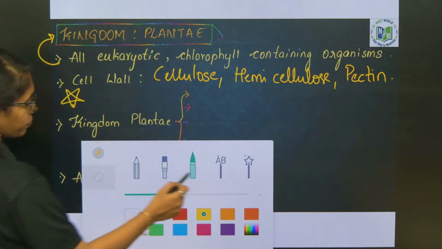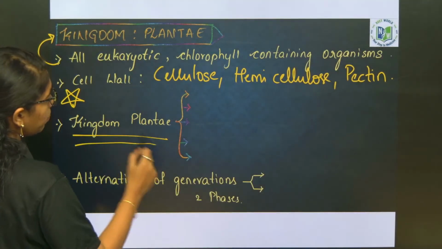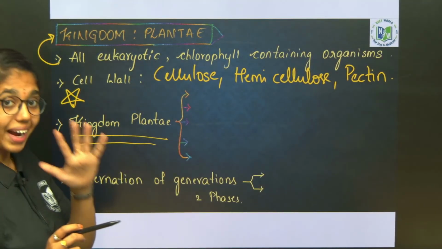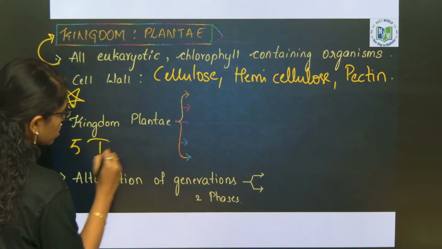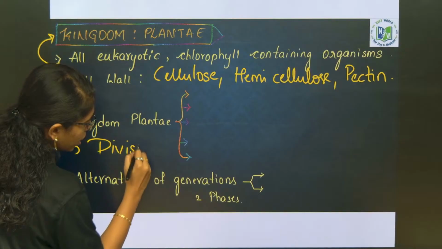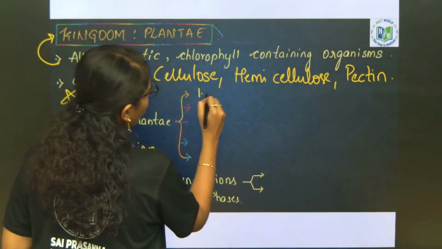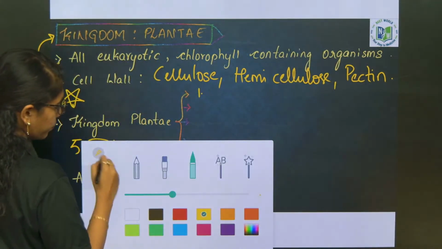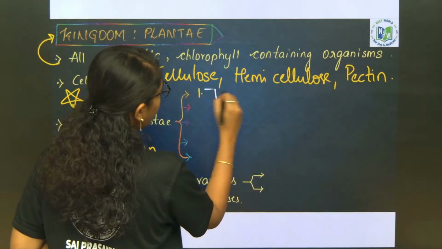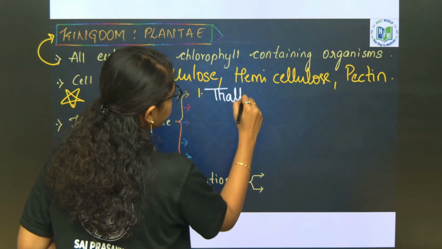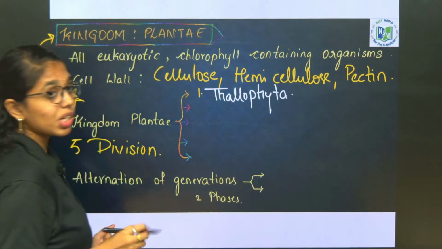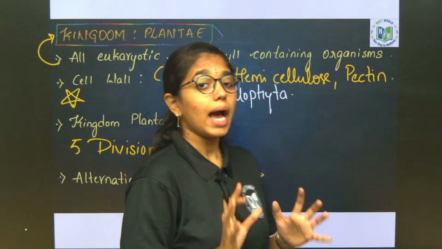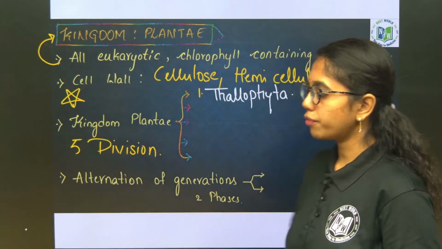And then kingdom Plantae includes 5 divisions. How many divisions? 5 divisions. First, algae or thallophyta, which includes thalloid organisms which are photosynthetic and have an autotrophic mode of nutrition.